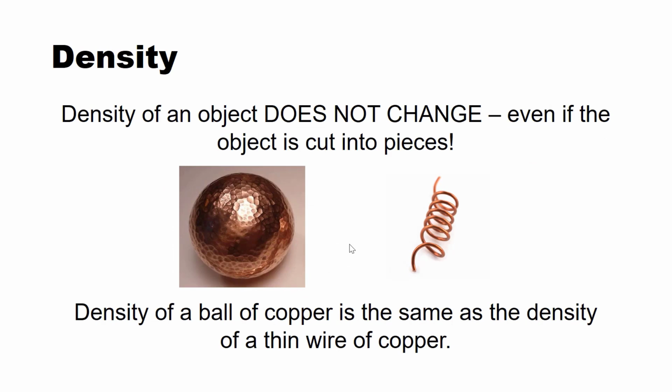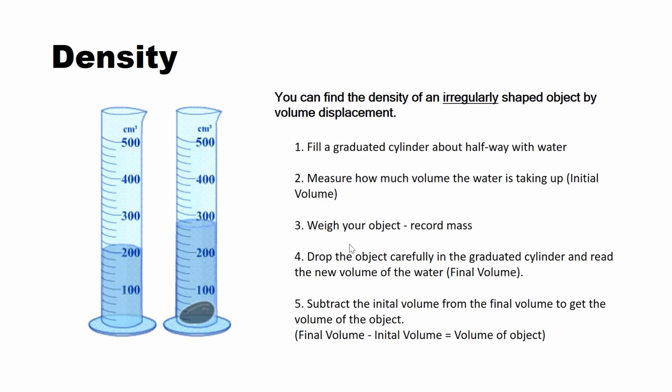It doesn't matter what size, shape, or mass of that object you have. So there's a couple pictures of copper. The mass to volume ratio is exactly the same for both, so the density is the same. In your math class, when you found volume, you took the length times the width times the height, and it was almost always a cube.